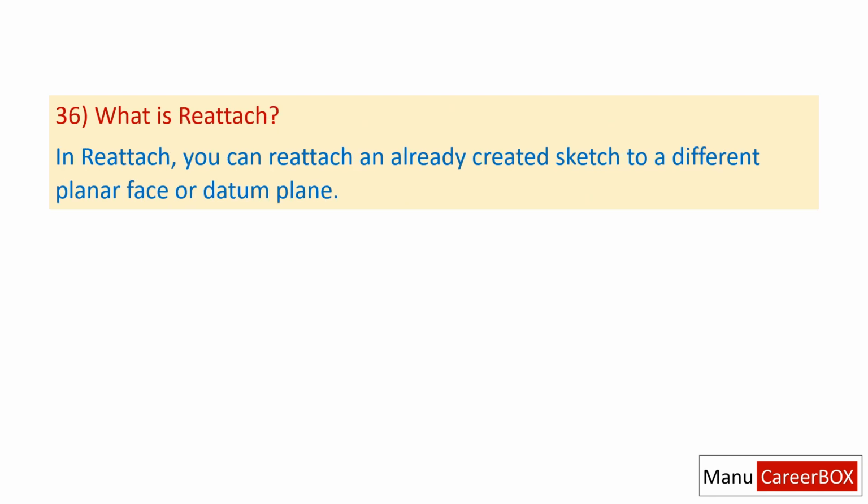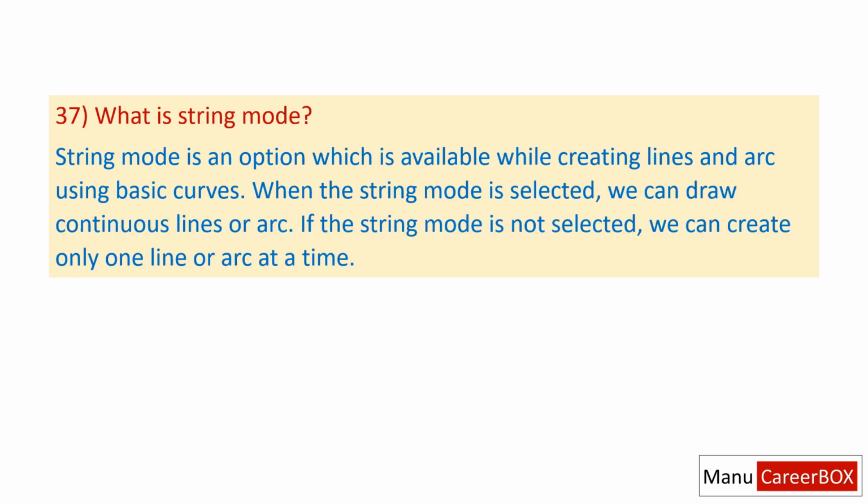36. What is reattach? In reattach, you can reattach an already created sketch to a different planar face or datum plane. 37. What is string mode? String mode is an option which is available while creating lines and arcs using basic curves. When the string mode is selected, we can draw continuous lines or arcs. If the string mode is not selected, we can create only one line or arc at a time.